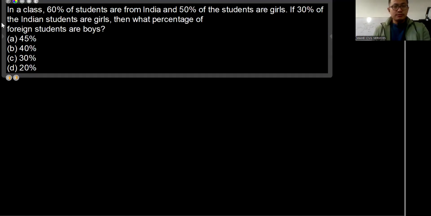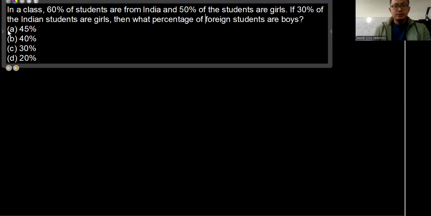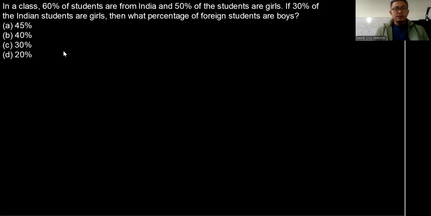Let's read the question. In a class, 60% of students are from India and 50% of the students are girls. If 30% of the Indian students are girls, then what percentage of foreign students are boys?